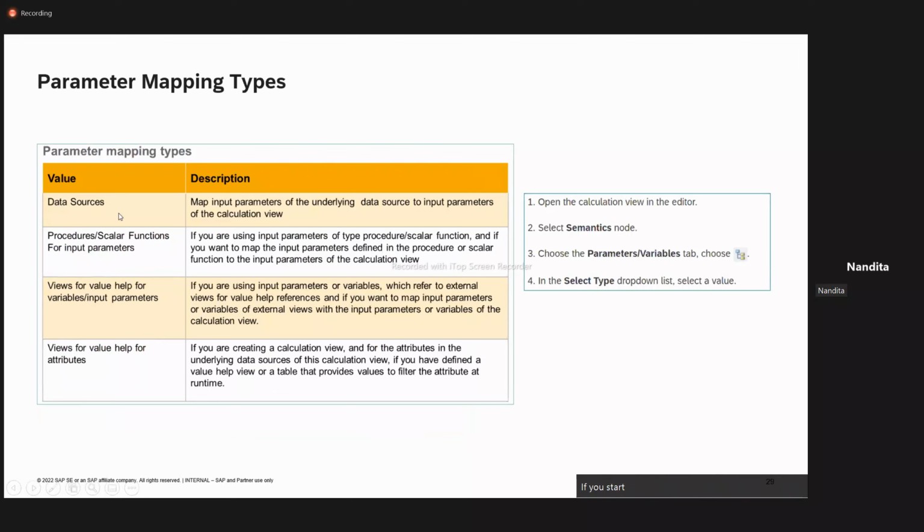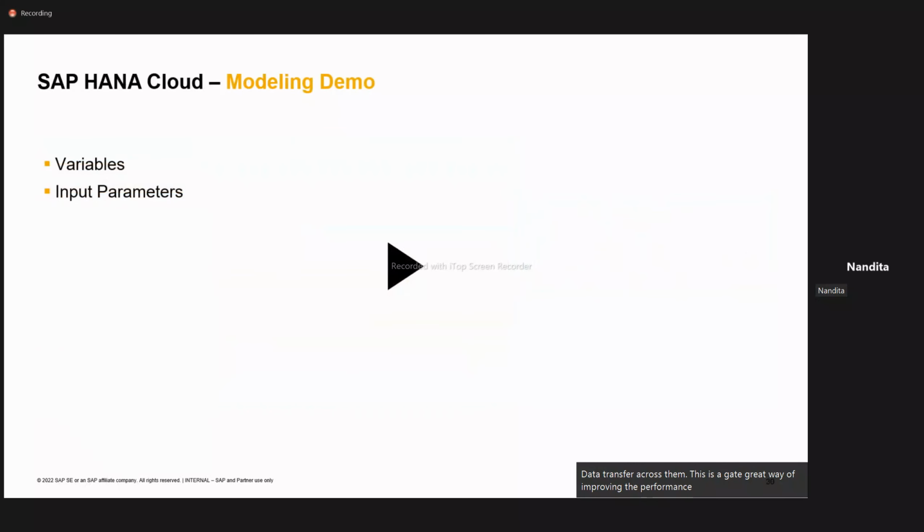If you see the first one, data sources, it is the most commonly used one. Mapping parameters from the current view to the parameters in the underlying data sources moves the filter down to the underlying data sources during runtime, which reduces the amount of data transferred across them. This is a great way of improving the performance. So that was the basic theoretical detail about input parameters and variables. Now let's see a demo in which we will be creating both input parameters as well as variables.